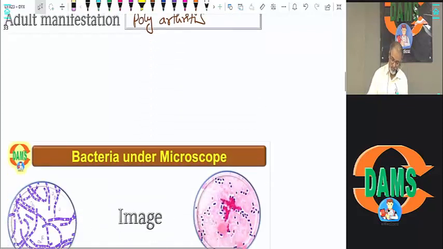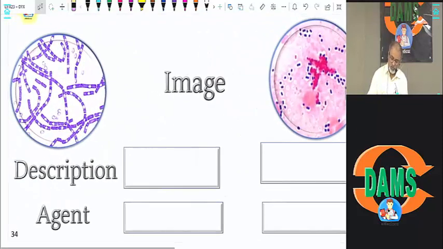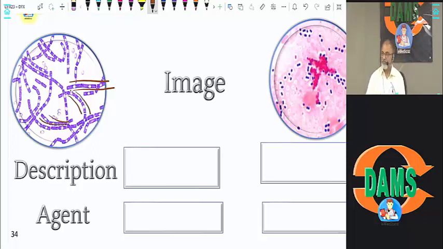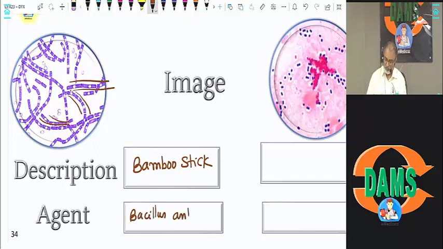Next is bacteria under microscope. What is this description called? Okay. What is it called? This is called bamboo stick appearance. Which agent causes bamboo stick appearance? It is Bacillus anthracis.